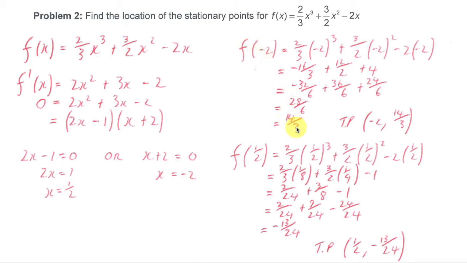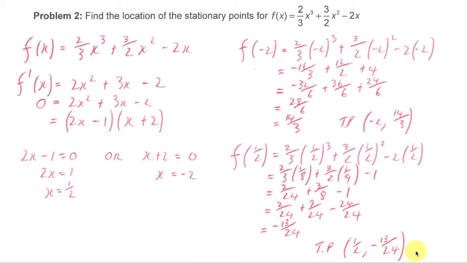So I now know that there is a turning point at negative 2, 14 on 3. I now substitute x equaling 1/2 into f of x, and that produces negative 13 on 24. And so I know that there is a turning point at x equaling 1/2, y equaling negative 13 on 24.